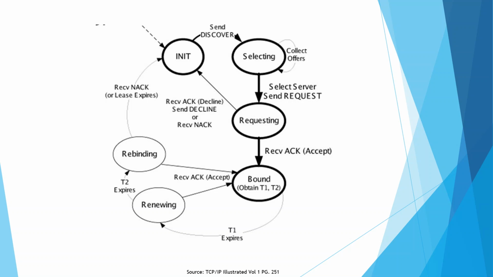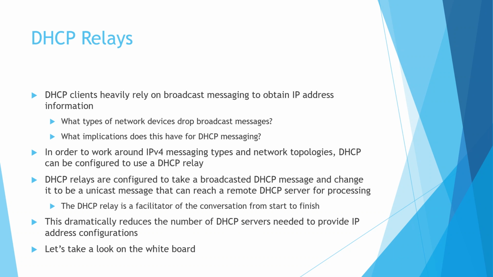In the rebinding state, if we get that ACK from a DHCP server, then we're good to go. Or if the lease expires or we receive a NAK, we move right back into the initial state again. So it's a big diagram of just loops. We go from the initial state through bound, then renewing, and then rebinding. These are all the different states we can be in while we are dealing with DHCP.